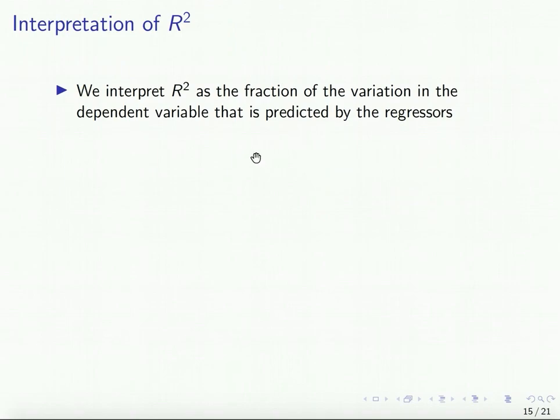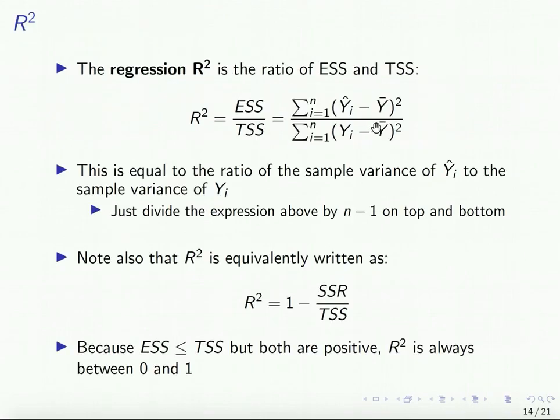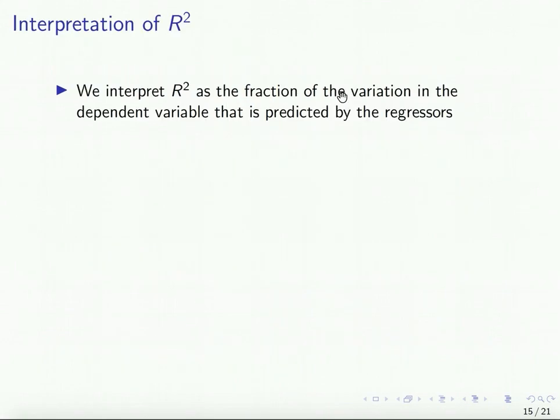So that's why we're going to interpret r squared as the fraction of the variation in the dependent variable that is predicted by the regressors. Again, r squared is, out of the total variation in the dependent variable that you can observe, how well your model is actually predicting that variance.